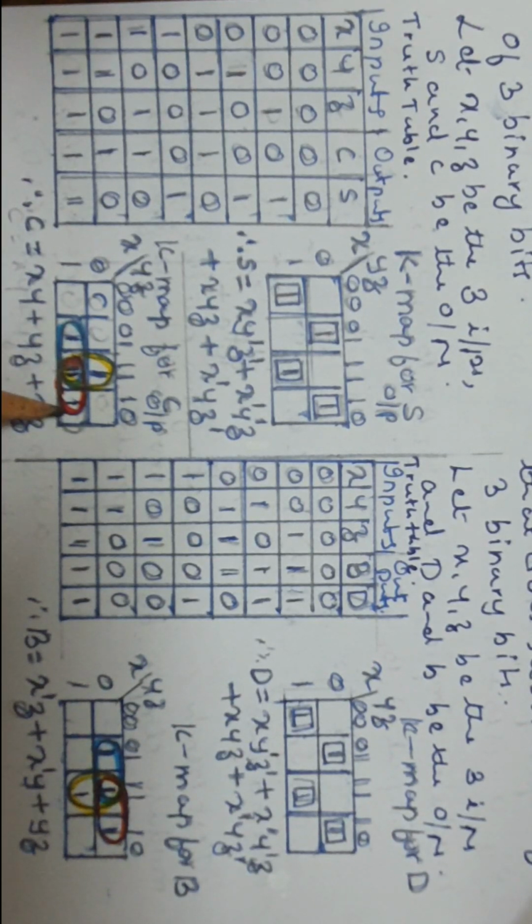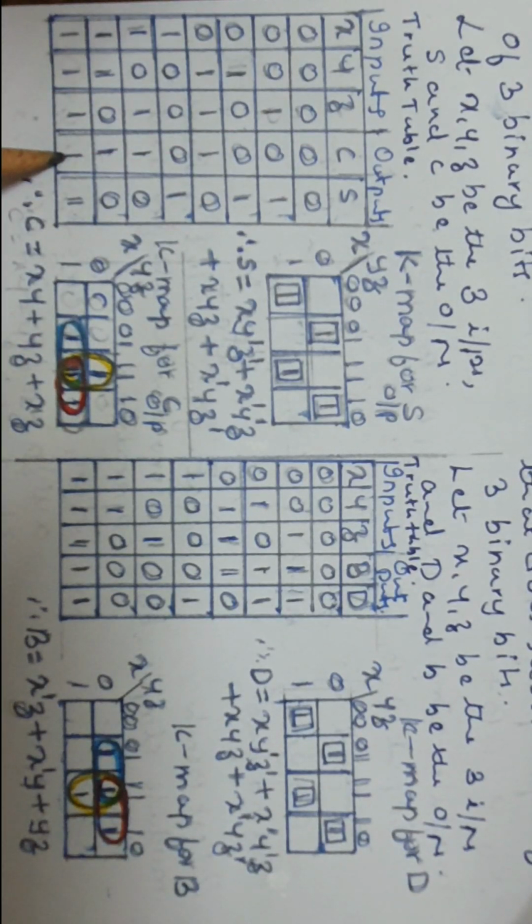Next for the third pair, these 2 ones are covered in this row. So x is 1, that is taken here. Then these 2 ones are covered in these 2 columns, 1, 1, 1, 0. The first one with respect to y is common, hence y. Hence C equal to xy ORed with yz ORed with xz. So this is the simplified expression for C, which is taken from the C column in the truth table.